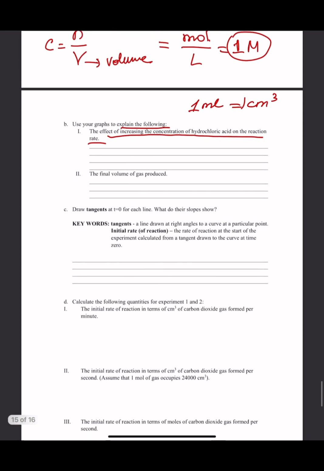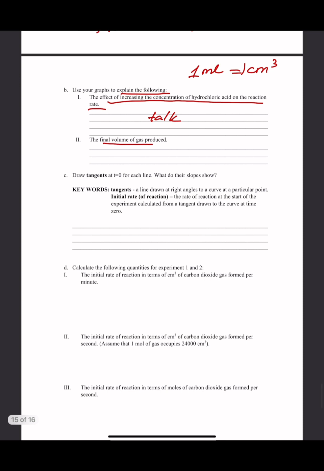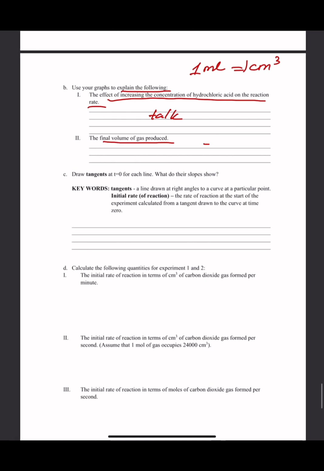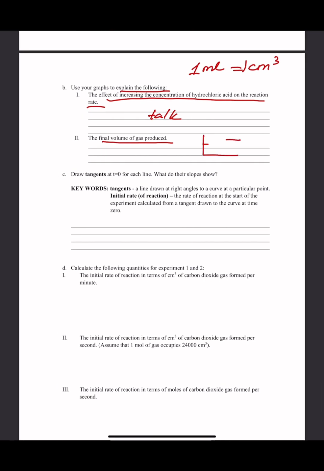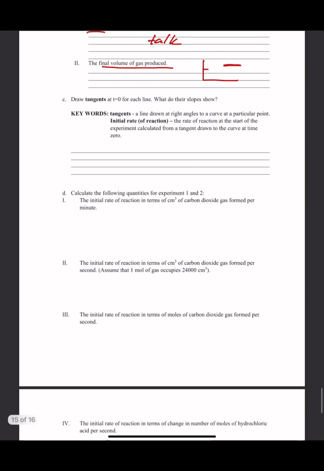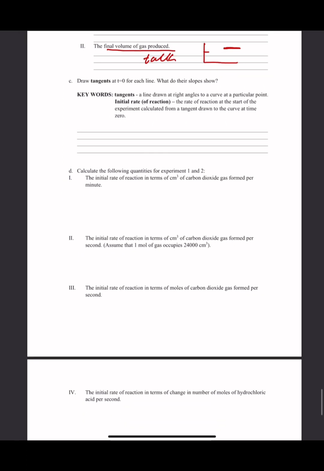Once you have drawn your graph, you're going to talk about this in your results and discussion. Final volume of gas produced: again, you need to look at your graph and see where the final volume was, and that's how you're going to answer in your results and discussion. And then draw tangents at T0 for each line. What did their slope show?